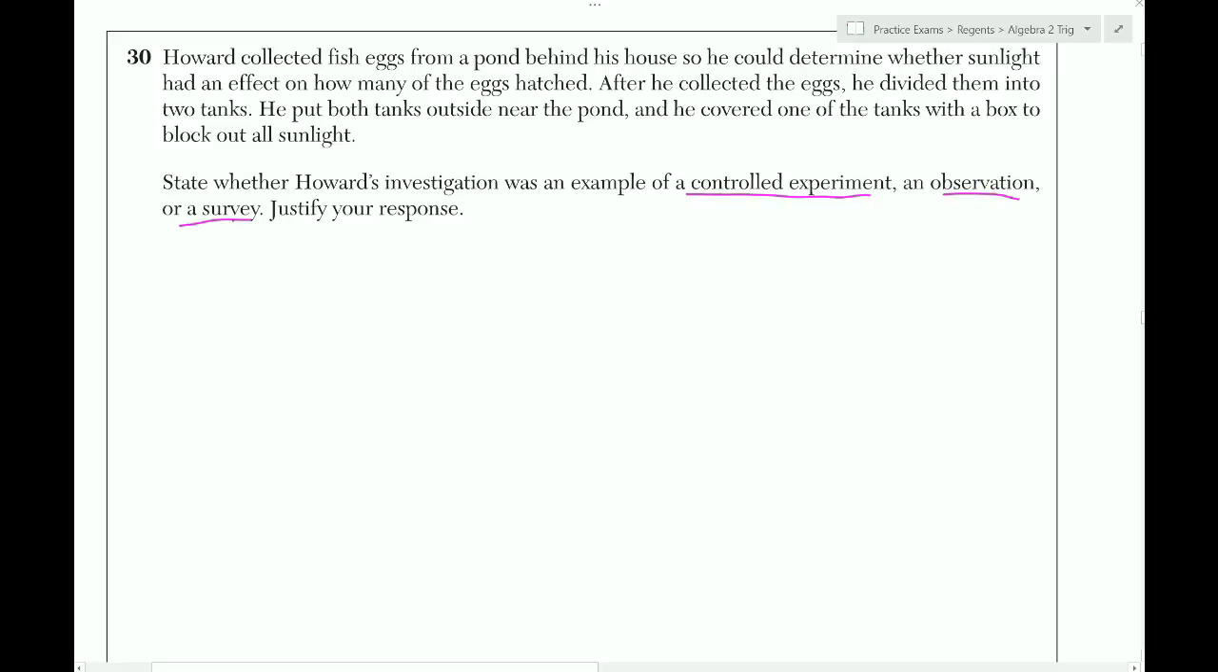So it certainly wasn't a survey, because he didn't ask people anything. And I think it is a controlled experiment. It's not an observation. Observation is a little bit just noticing something, right? Controlled experiment is when you have a control group. And since he had 2 boxes, one of which was covered, right? So that's the control group, right? So the covered box is the control group.